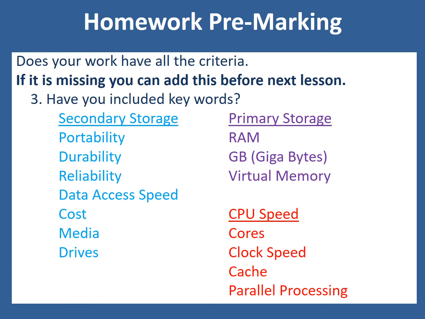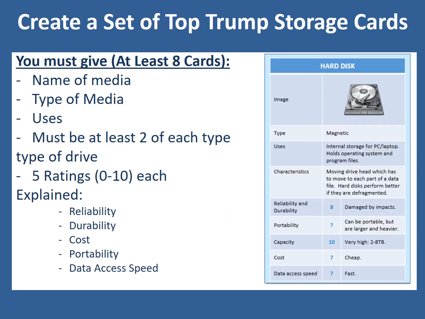Have you included the keywords? For secondary storage: portability, durability, reliability, data access speeds, costs, media and drives. For primary storage: RAM, gigabytes, virtual memory. And for CPU speed: cores, clocks and cache, and parallel processing. If you haven't, you've got a couple of minutes to go and try and update those.